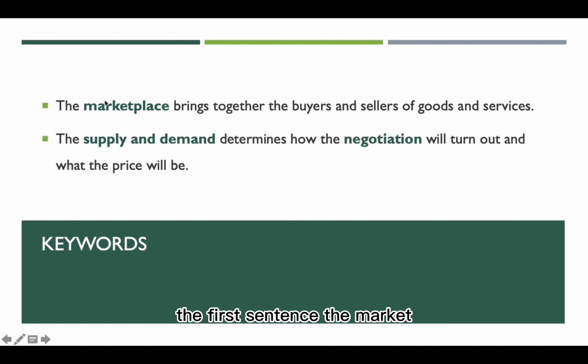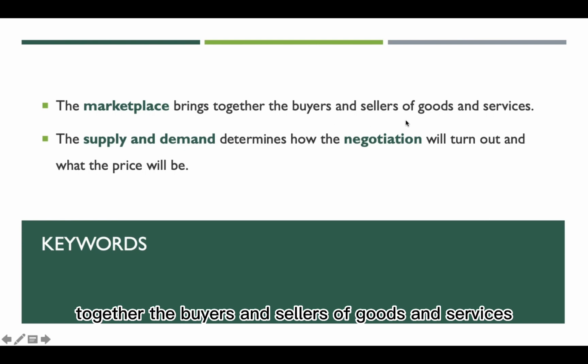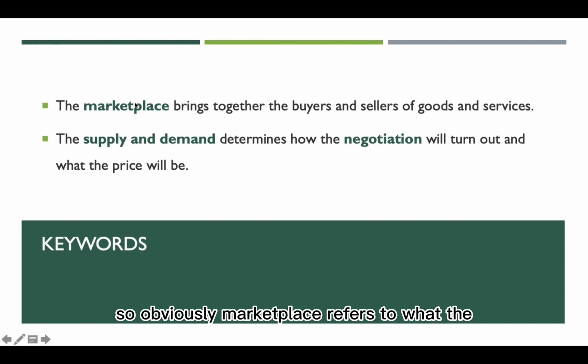The first sentence: the marketplace brings together the buyers and sellers of goods and services. So obviously, marketplace refers to what the succeeding sentence is about. It's a place for people to shop or sell different things or services. Okay, so that's what we call a marketplace.